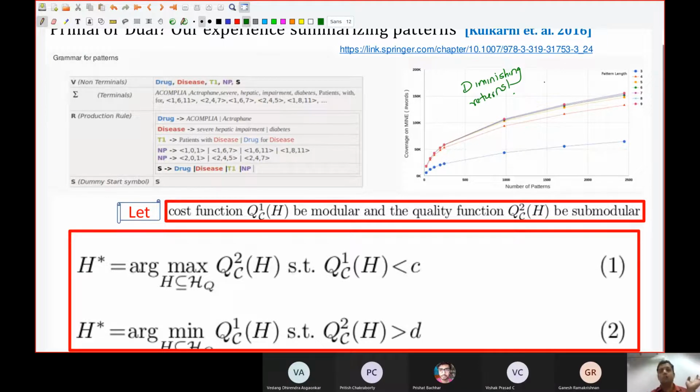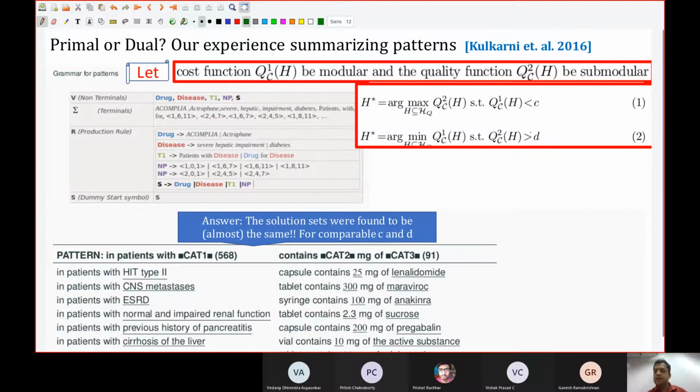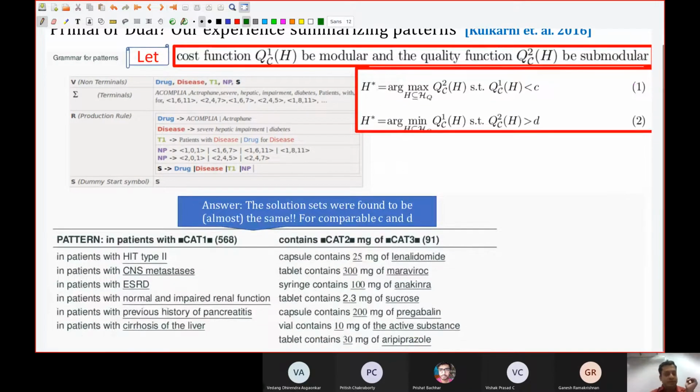If you do brute force enumeration, you will find diminishing returns. You can see that it starts flattening. Let's look at some of the patterns. In patients with HIT type 2, these are instances. The pattern is: in patients with category 1, or contains category 2 milligrams of category 3. And these are the counts: 568 instances of in patients with category 1, or 91 instances of contains category 2 milligrams of category 3.